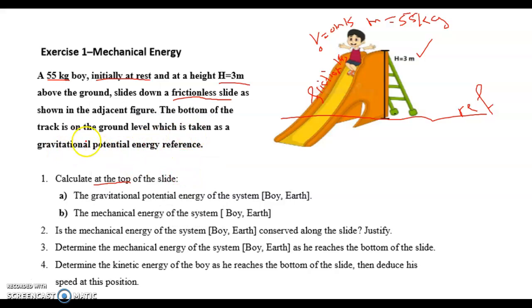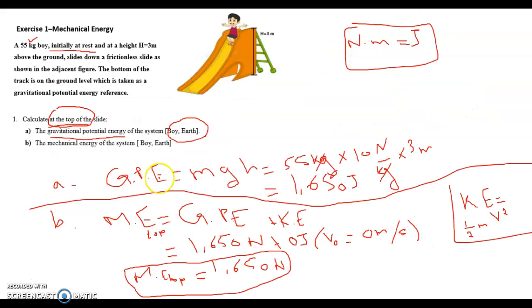So we have the bottom of the track on the ground level, taken as the gravitational potential reference. The mass of the boy is 55 kilograms. He started moving from rest. The height at the beginning is 3 meters and the slide is frictionless. So calculate at the top of the slide the gravitational potential energy of the system, then the mechanical energy of the system. So GPE is mass times gravity times height.